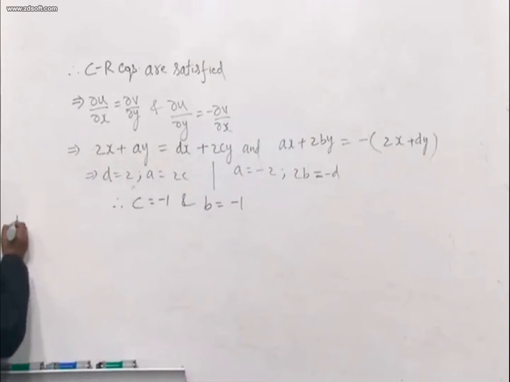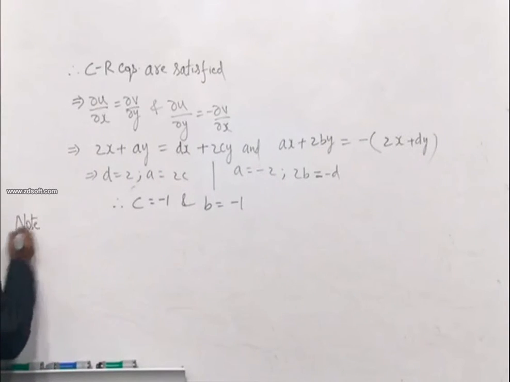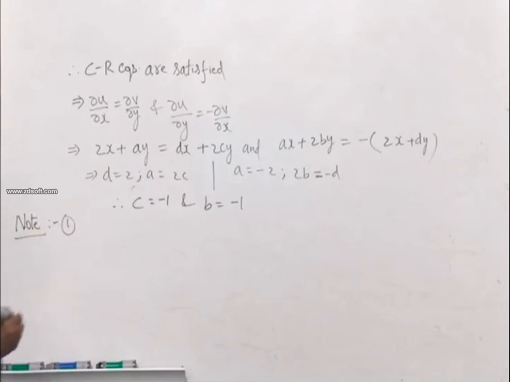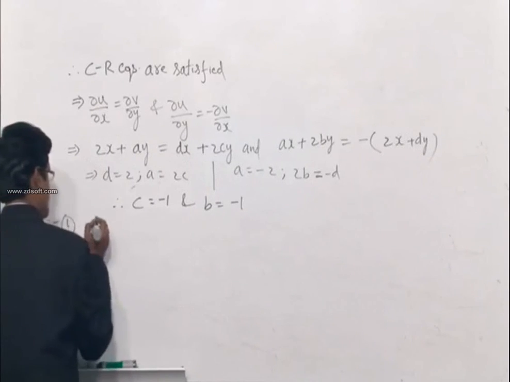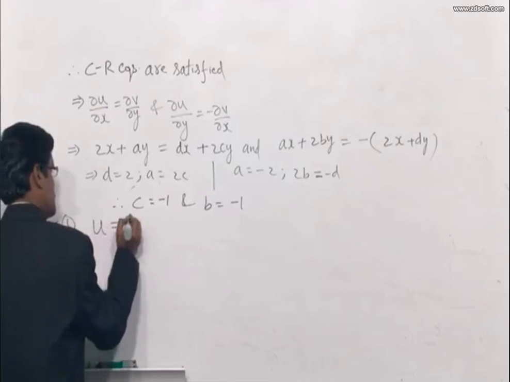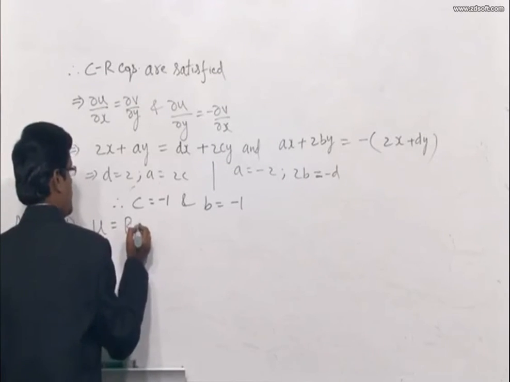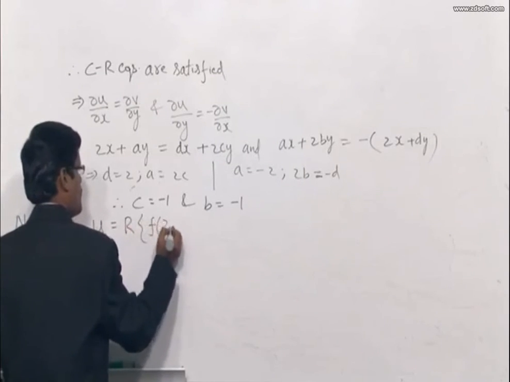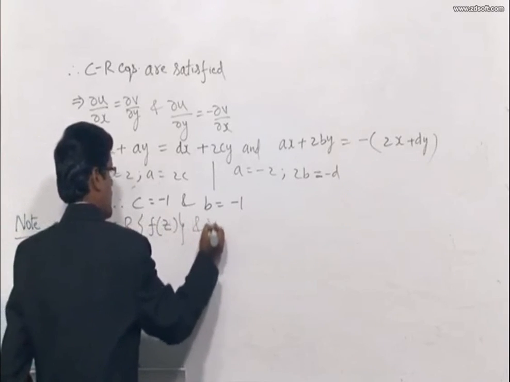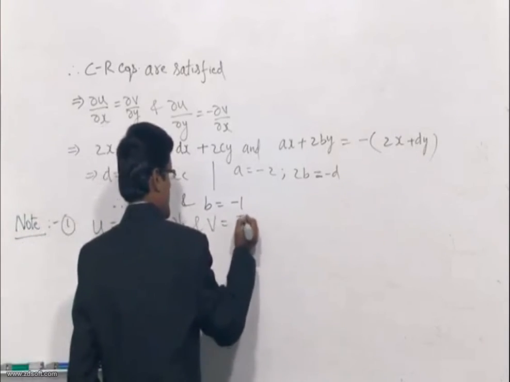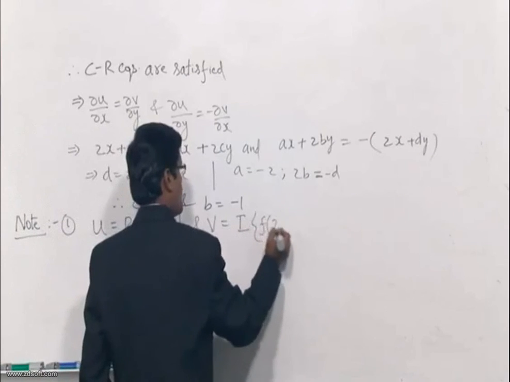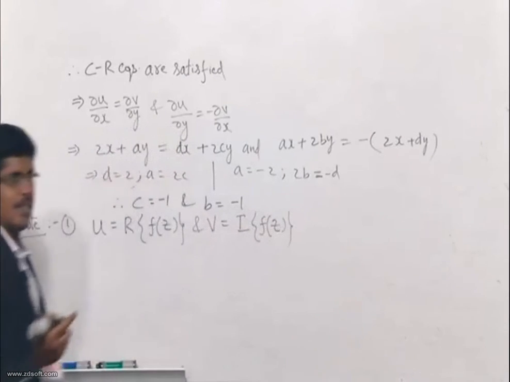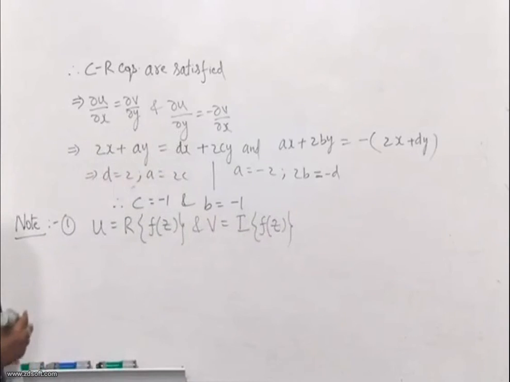Note. First point. U is equal to the real part of f of z and V is equal to the imaginary part of f of z. Just like comparing with x and y, here in that order u, v. Z is x, y; here f of z is u, v, like that.